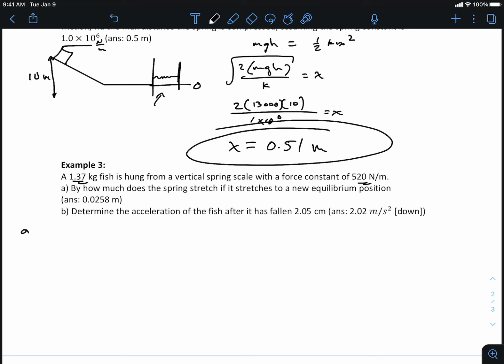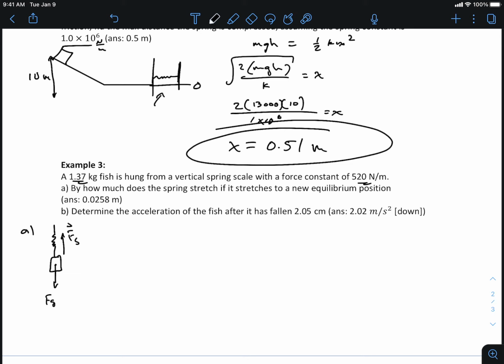So for part A, I can draw a spring, and we'll draw a little very boxy fish on this spring, right? And we're going to have the force of gravity downward, and if we're pulling on a spring, then we learned above that the spring is going to pull back in the upward direction. So our spring force is going to be in the positive direction this time, right?